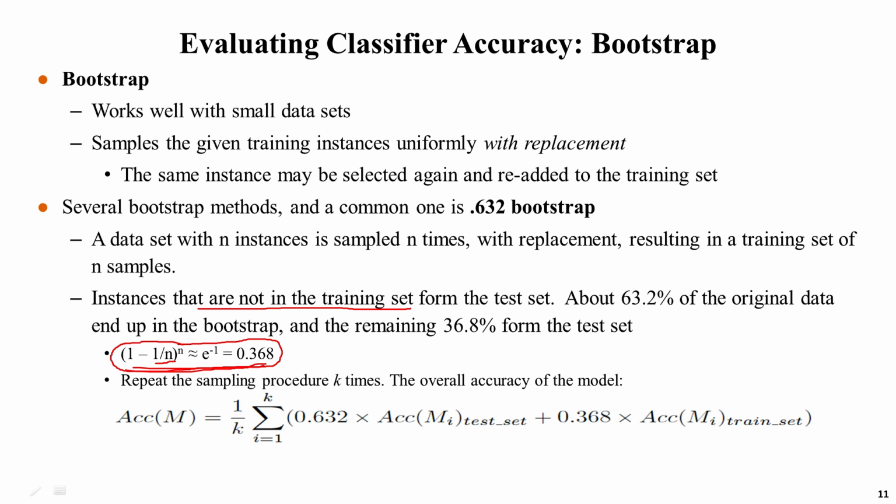And we repeat the sampling procedure k times, then the overall accuracy of the model is this. Basically, it is the average over all k times, where for each we have a weighted sum for the test set and for the training set.